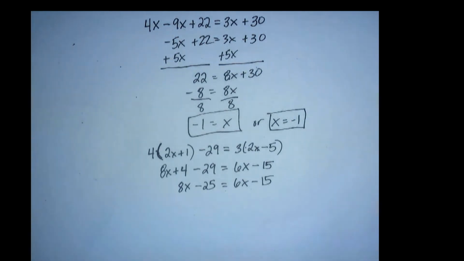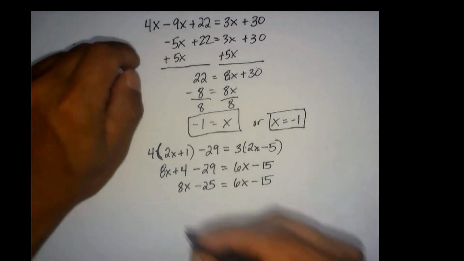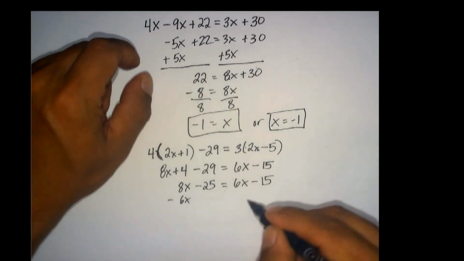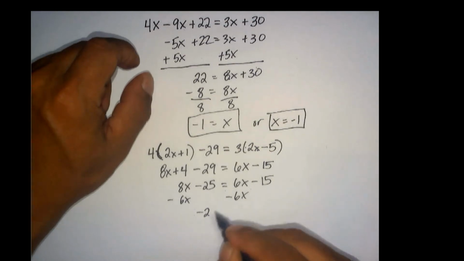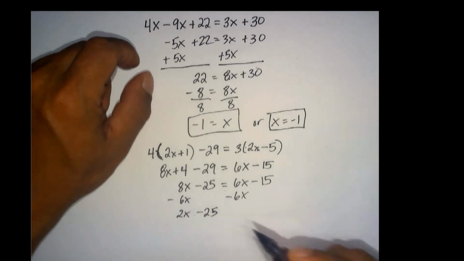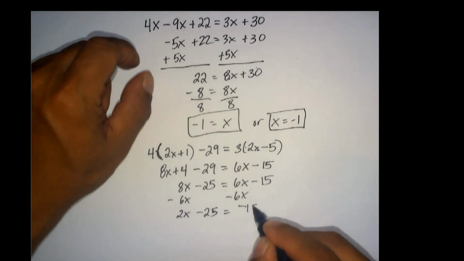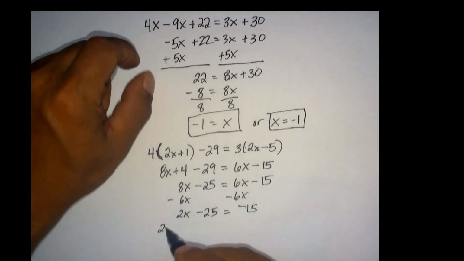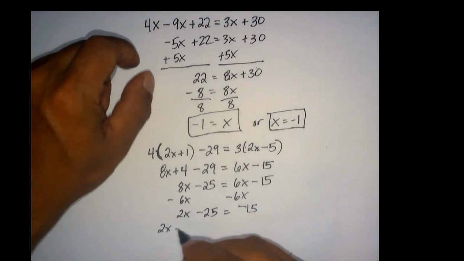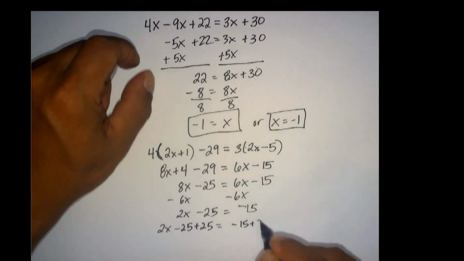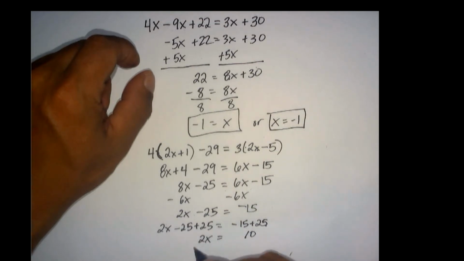Okay. Smallest variable's right here. I'm going to take it from both sides. So if I do that, I get 2x minus 25 is equal to -15. Then I'll add 25 to both sides, right? This by itself. And I got 2x equals 10. Divide by 2, and x is 5.